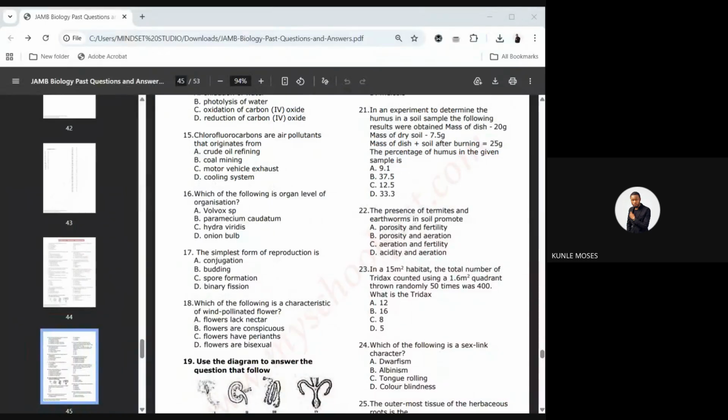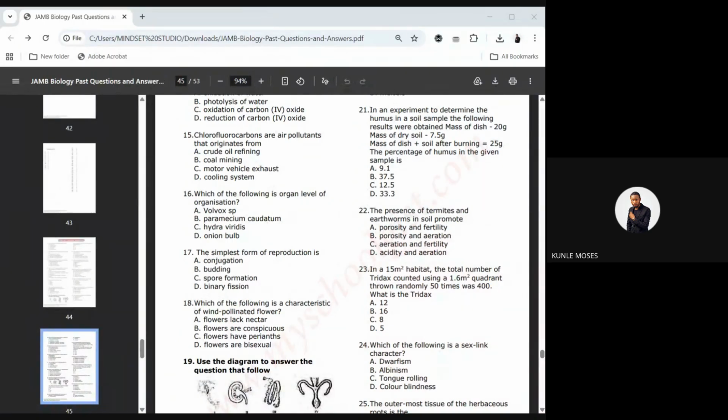The percentage of humus. They gave us the mass of dish, and the mass of dry soil to be 7.5 gram. They now said the mass of dish plus soil after burning is 25 gram. That means if you want to get the mass of soil, it will be the mass of dish plus soil minus the mass of dish. That will be 25 minus 20. That would be 5.